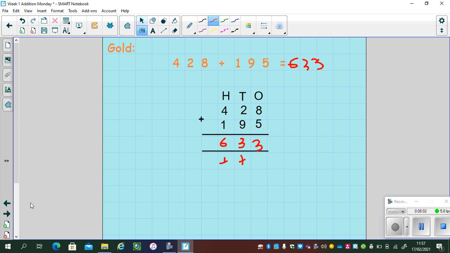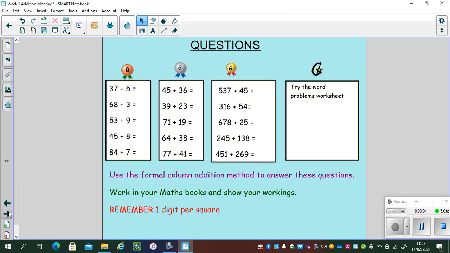Okay, so now we've modelled the bronze, silver and gold for you. It's your turn to choose whether you're going to do bronze, silver, gold today. Even if you want to do the challenge, we'd like you to show us that you can do the gold first. So remember to use the formal column addition method to answer all of your questions, work in your maths books and show all your workings out, and remember to keep 1 digit per square and to keep those place value columns correct and each number under the other. It's really important so we get our answers correct.